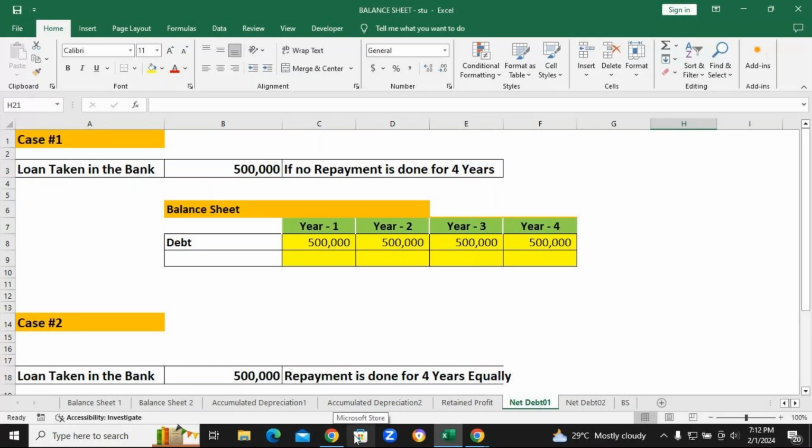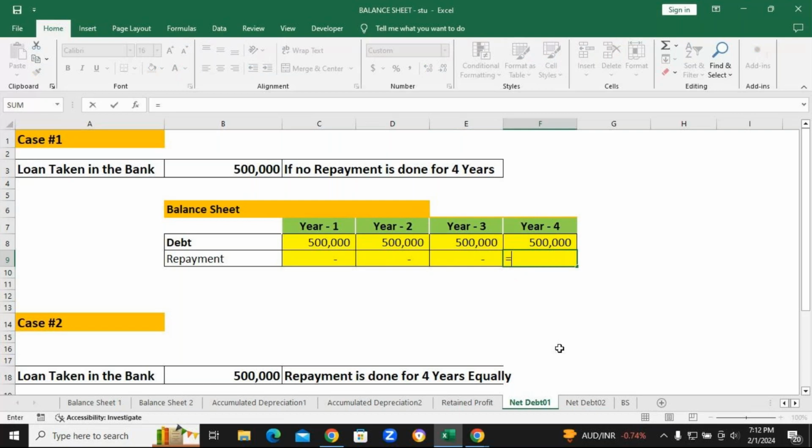If no repayment is done, I have taken a loan from the bank, and they are telling that no repayment is done for 4 years. So at the fourth year, what will happen? If I am not paying anything, till 3 years and the fourth year, the value is going to remain the same. If I have not repaid anything at the end of the fourth year, my amount is going to remain the same.